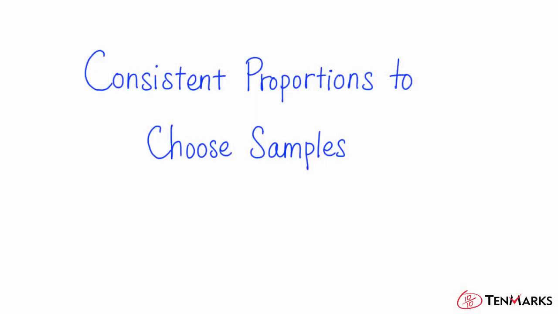Welcome! In this video, you'll use ratios and proportions to choose sample sizes. In other words, if you have a certain number of various groups and you needed to decrease the total number that you have, how many of each group should you then use?